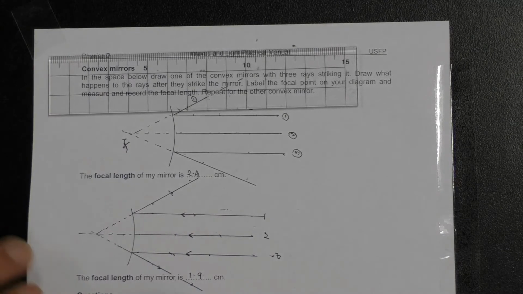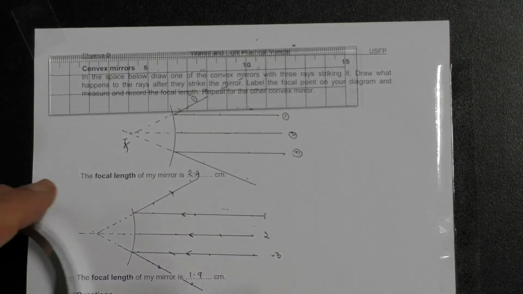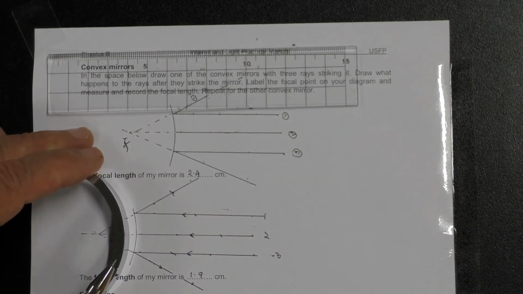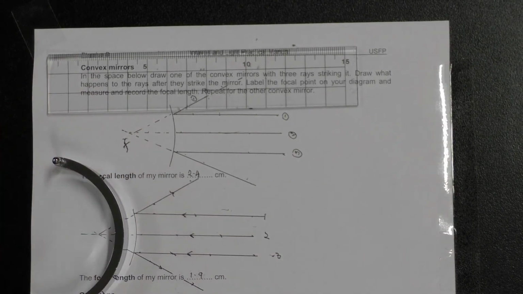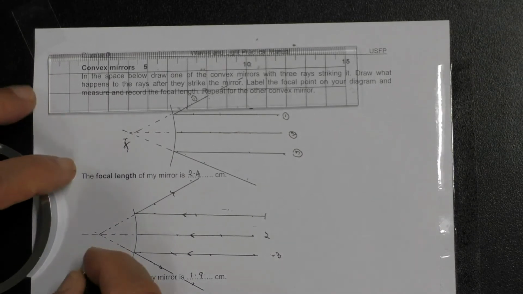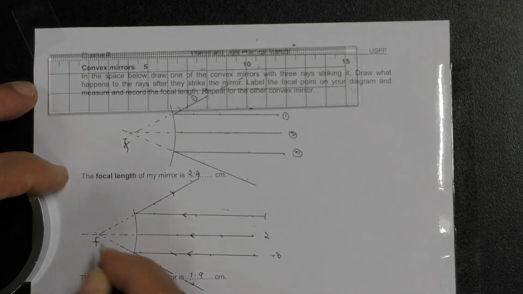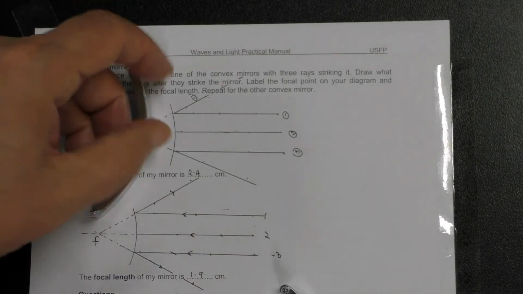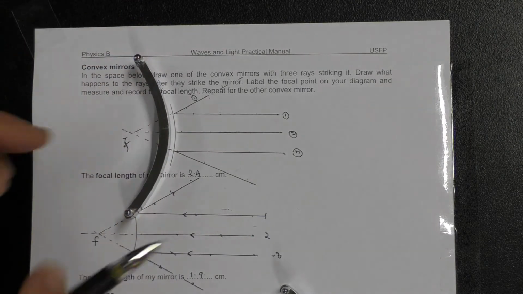Having a look now then at this question, explain how the shape of the convex mirror changes the focal length of the mirror. Well, as you can see, this one, which has a smaller radius of curvature, produces a focal length that is shorter than this one here, which has a larger radius of curvature.